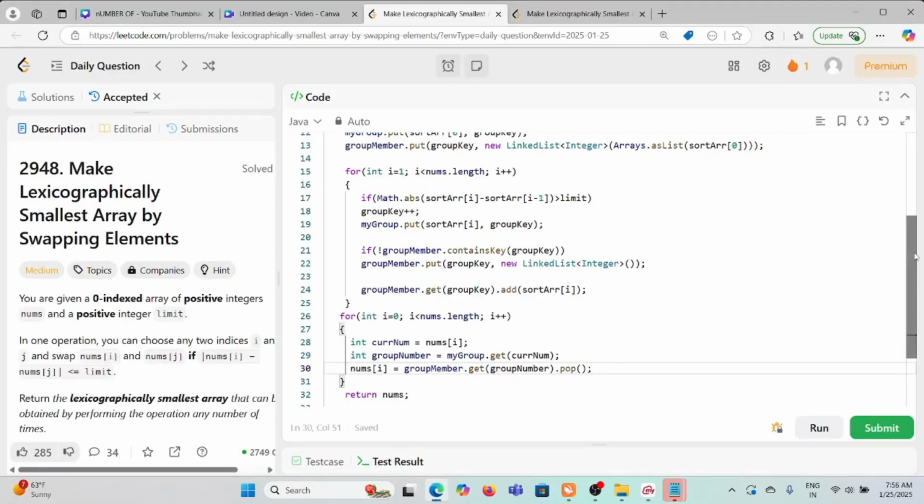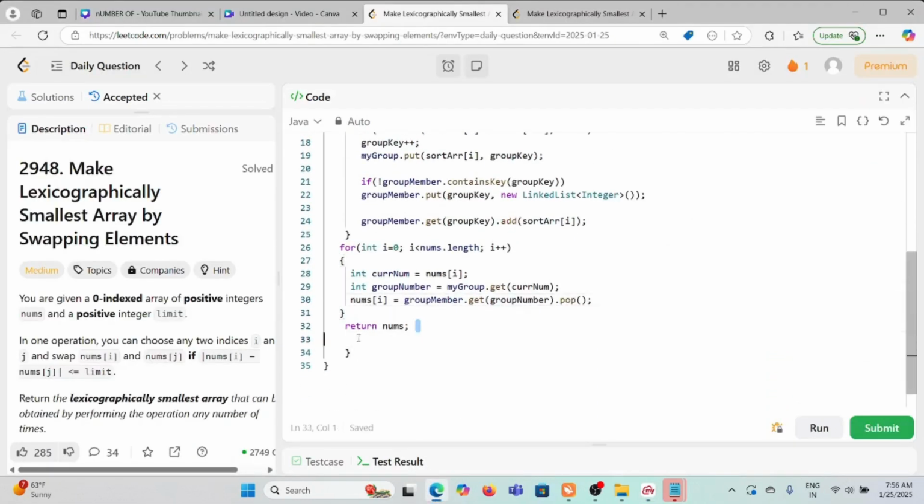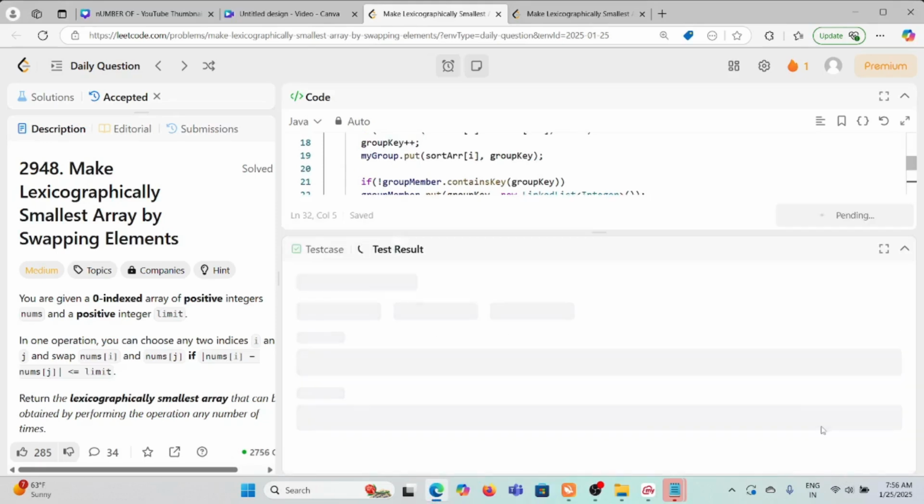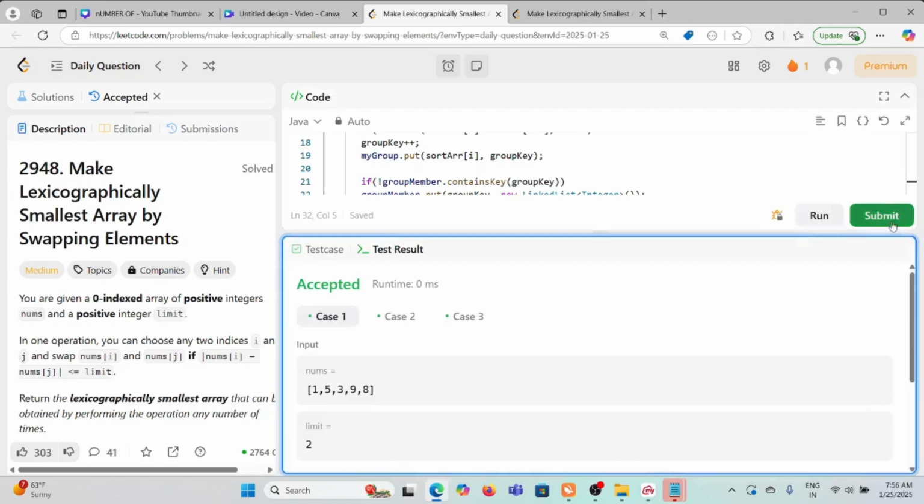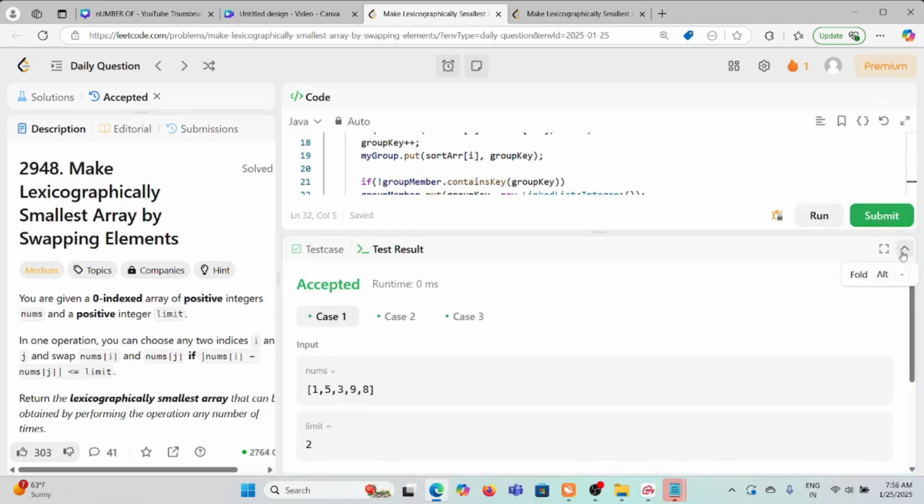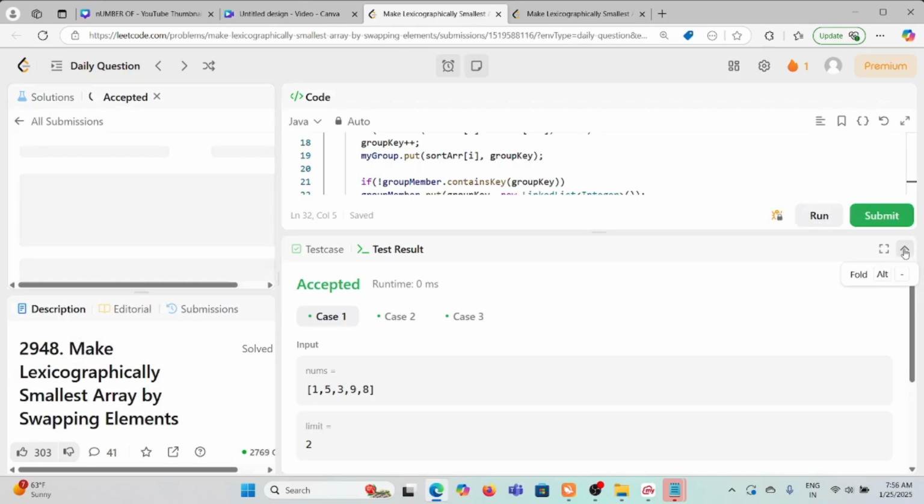Finally we are returning our nums, where our final lexicographically smallest array would be available. So let me execute my code. Basically, what is the time complexity here? We are sorting this array, so for sorting it is taking n log n, and we are taking extra space O of n because we are storing the things.